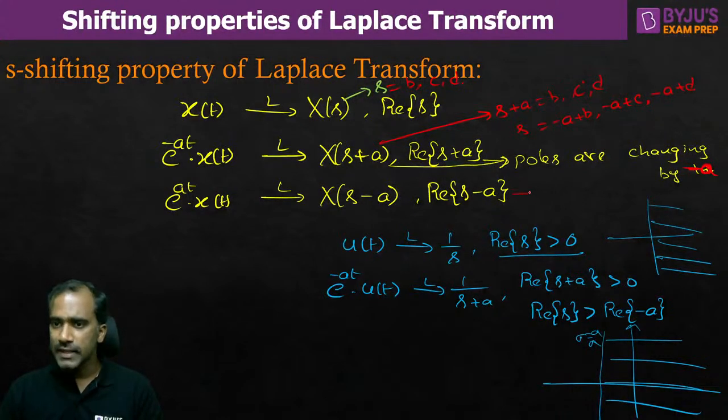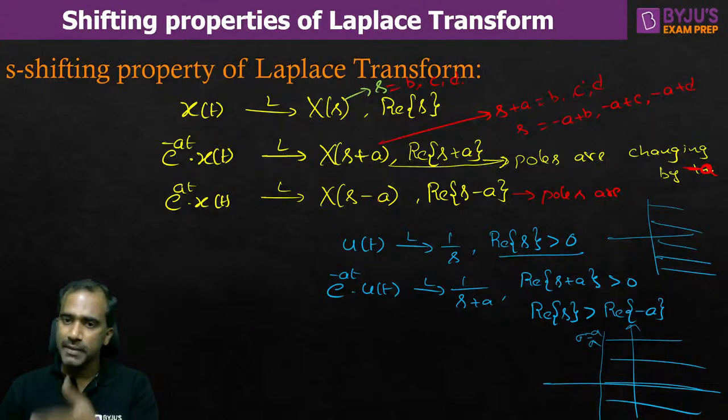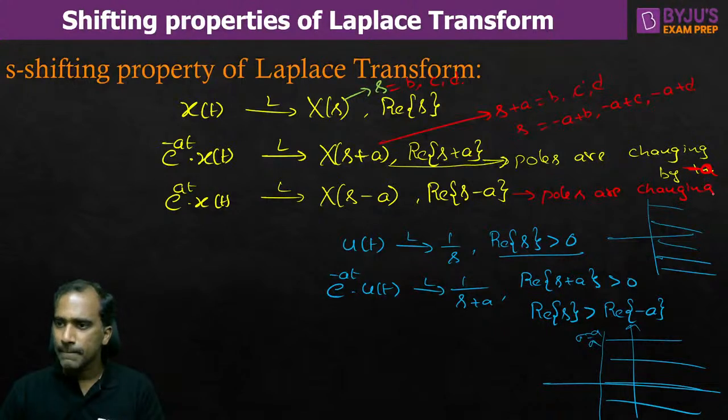Whereas here, S is replaced with S minus A. So when you send this minus A onto the other side, it becomes plus A. So poles are changing by plus A.